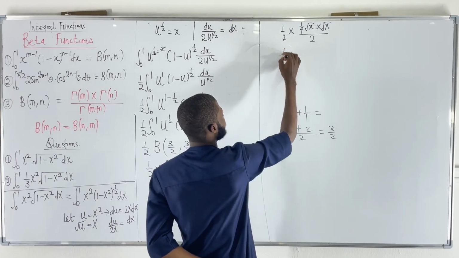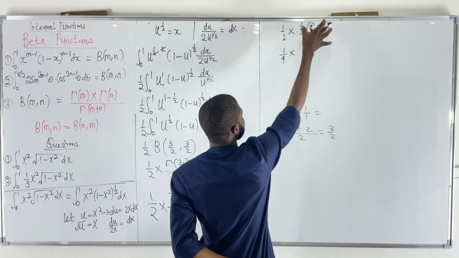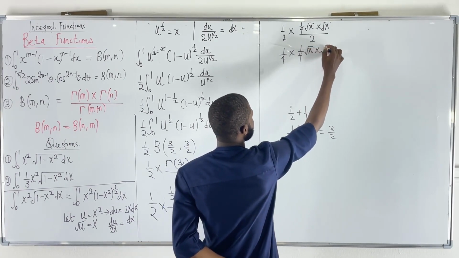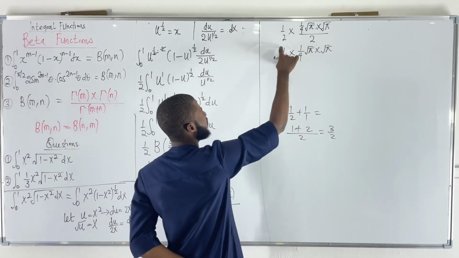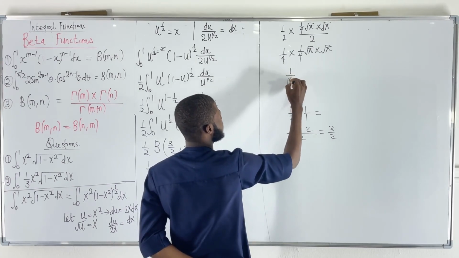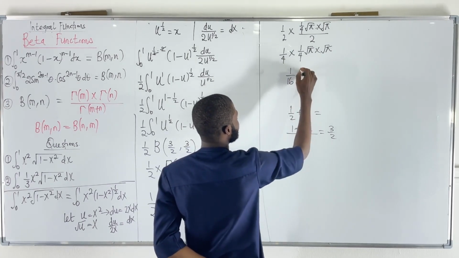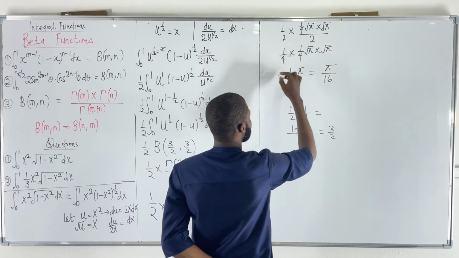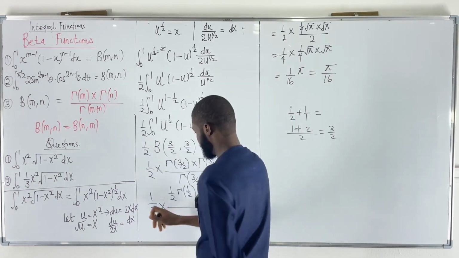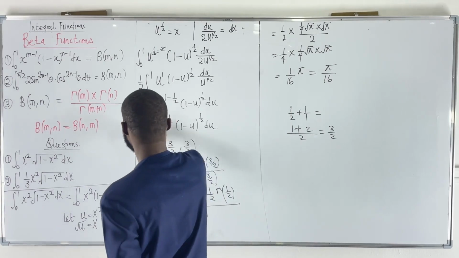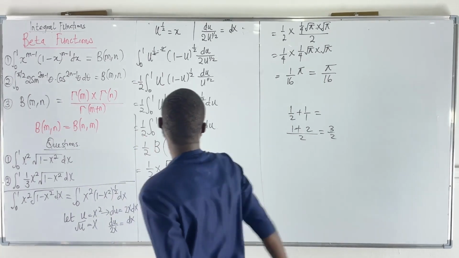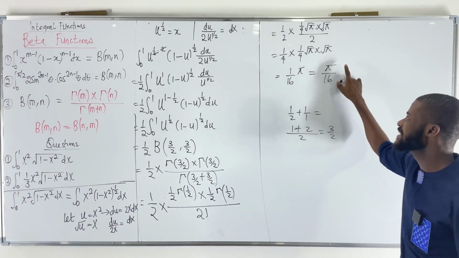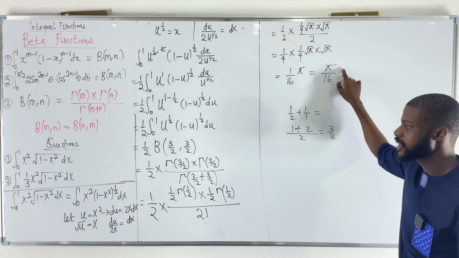So this is 1 over 4 times, I can now write this as 1 over 4 root pi times root pi. So 1 over 4 times 1 over 4, that's 1 over 16. Root pi times root pi is pi. So the answer for this is pi over 16. Okay, so the answer to this question is pi divided by 16.